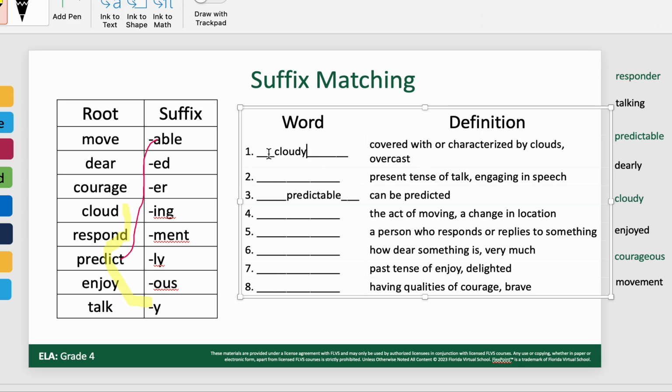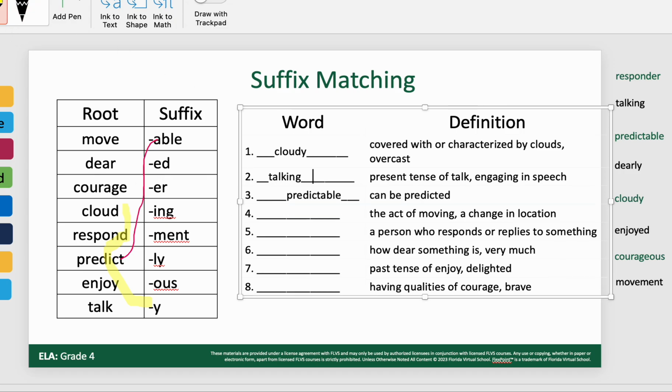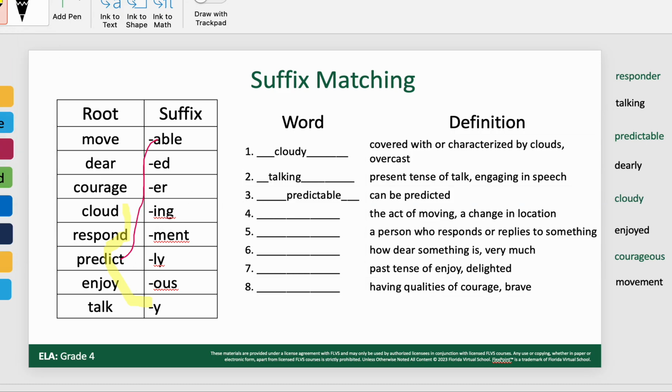Okay. What about present tense of talk, engaging in speech? So if someone is actively speaking to you, we would say their talk what? Talking. So I know talking would be my match. Okay, let's try another.